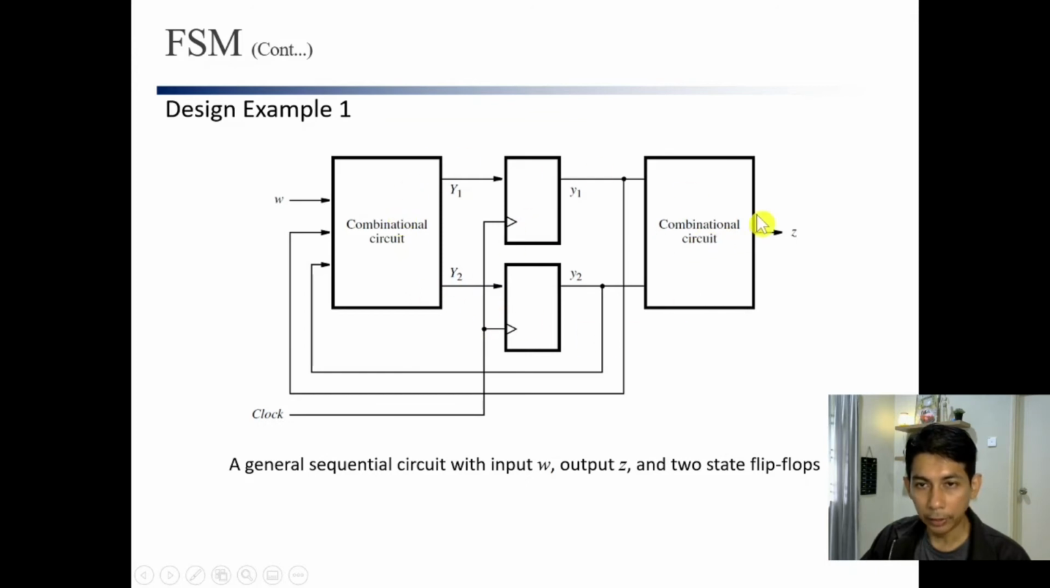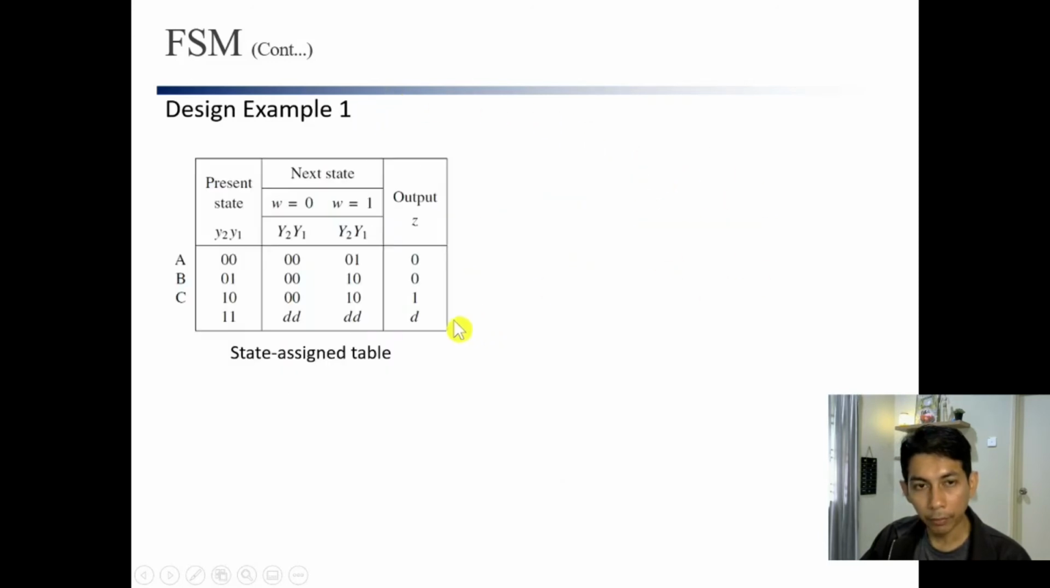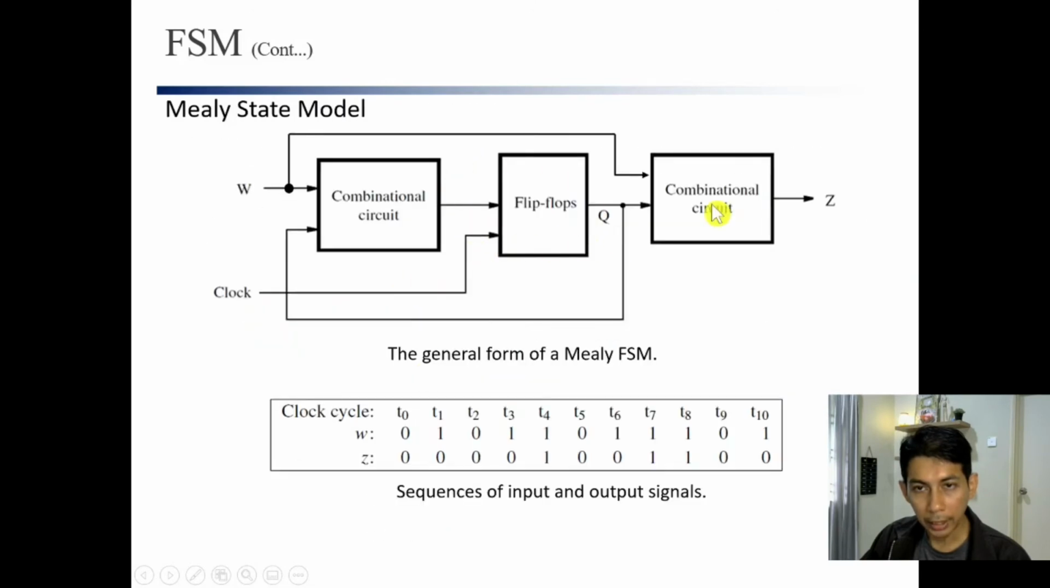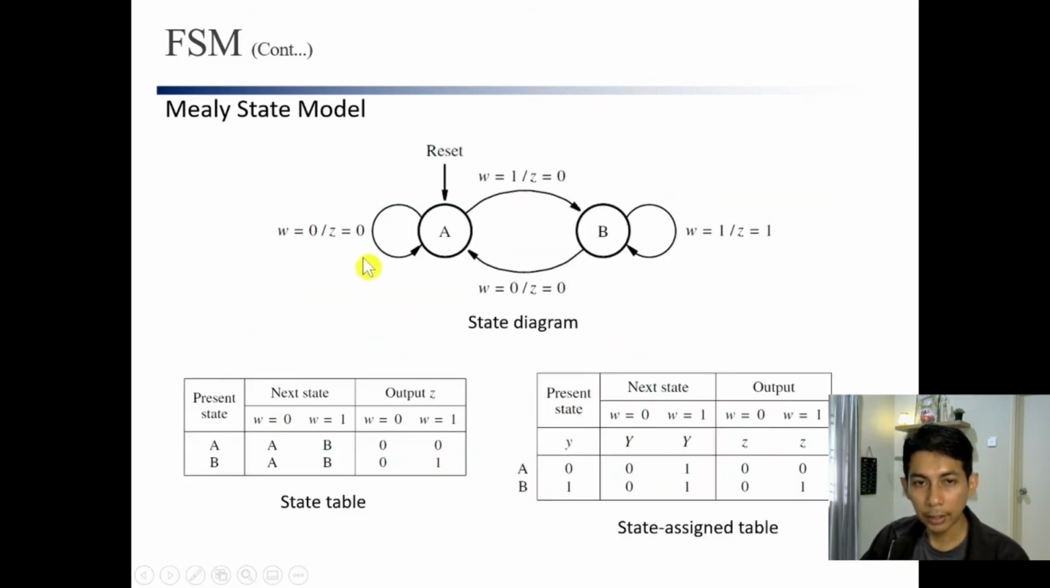Yeah, in Moore, you see Z here, the output Z only depends on this signal, which is the output from the flip-flops. Z is not connected directly to W. But for Mealy, you can see Z also receives the signal from W. All right, so that is the difference. And also, when we have this, the state diagram is also a little bit different.